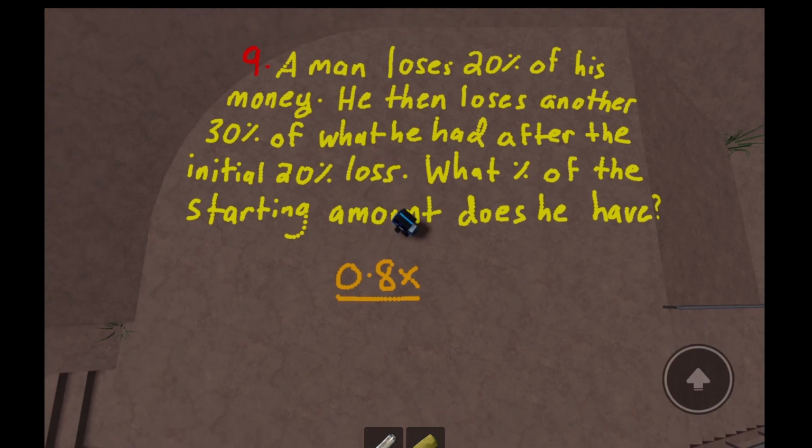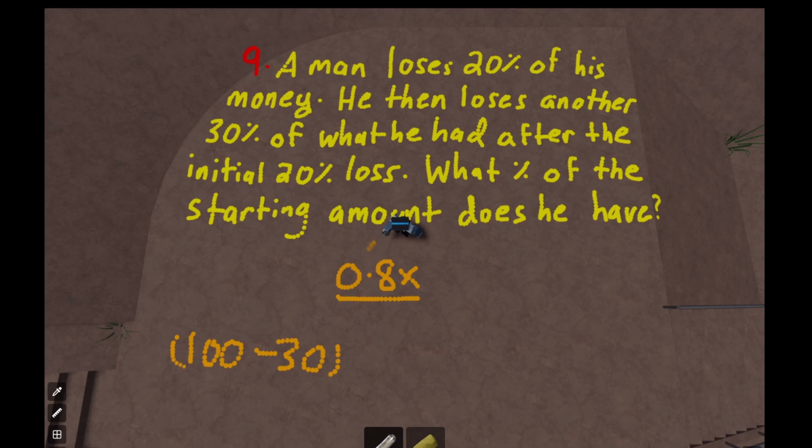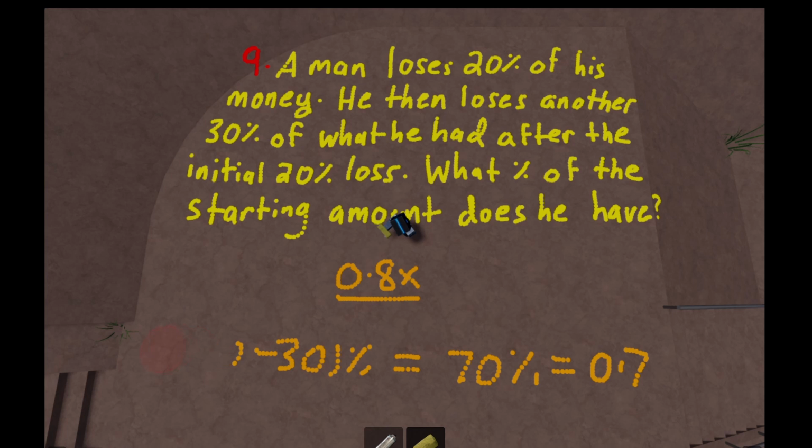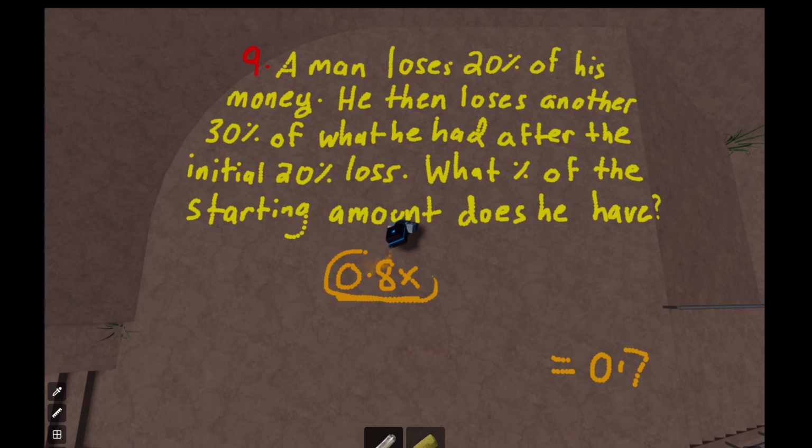Then let's do the 30% loss. For the 30% loss, he would have 70% of whatever money he has right now remaining. And then 70% as a decimal is just 0.7. So this is the multiplier now on the money he has. And notice he doesn't have X money right now. He has 0.8X money remaining.